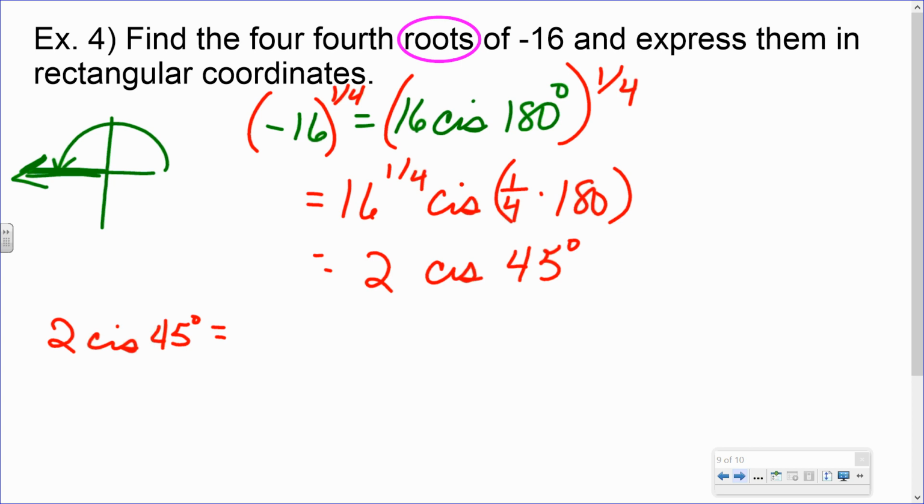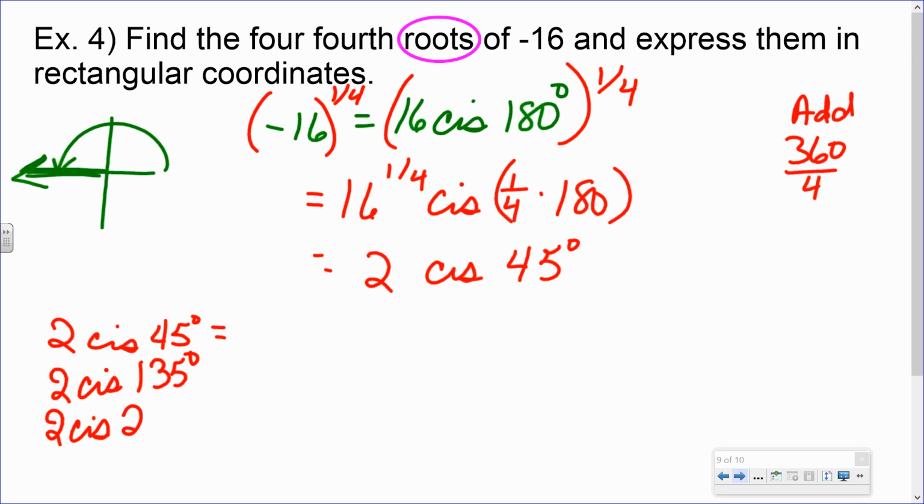How much do I need to add to get my other roots? Why 90? So 360 divided by 4, since we're doing fourth roots. So we're going to add 90. What is 45 plus 90? Plus 90. And plus 90 one more time. So there are our 4 in polar form.